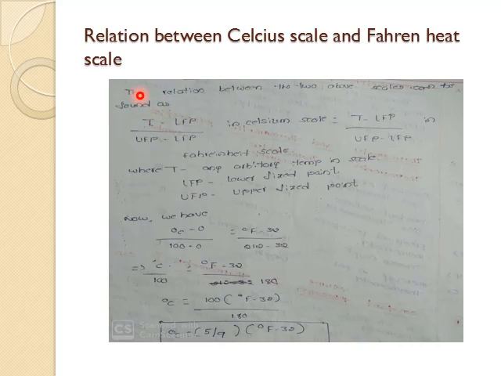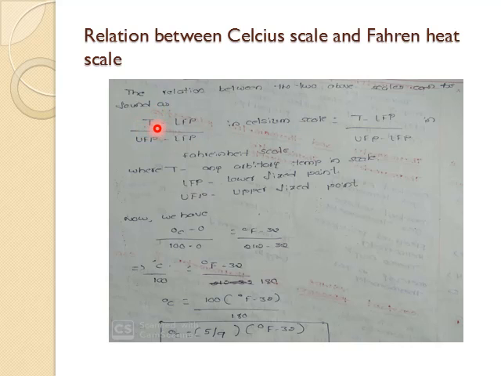Let us start. The relation between the two above scales can be found using this basic formula, which is (T minus LFP) divided by (UFP minus LFP). What is this LFP and UFP? LFP is nothing but the lower fixed point and UFP is the upper fixed point. Now we use this basic formula.